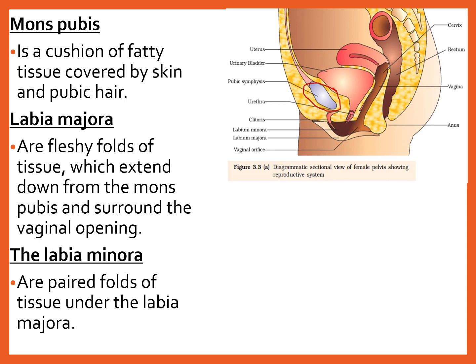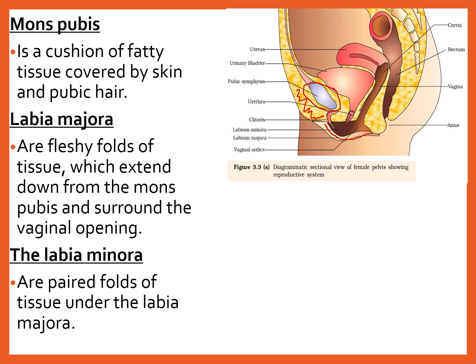Labia majora. Labia means lips, majora is major. So it is the lips which are larger. They are fleshy folds of tissue which extend down from the mons pubis. So from here, this is your mons pubis, this place. And from here, whatever extends down is the labia majora.